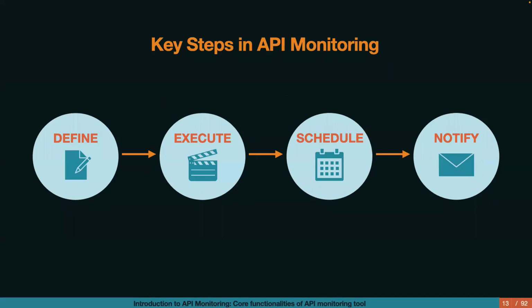We think it's helpful to think of how API monitoring tools work in the context of a set of core functionalities that are shared by pretty much all API monitoring tools. These core functionalities can be broken down at a broad level as a series of distinct steps: definition, execution, scheduling, and notification. An API monitoring tool allows users to define tests, execute those tests on a schedule, and notify various targets when the tests fail. Let's explore what each of these steps typically looks like.